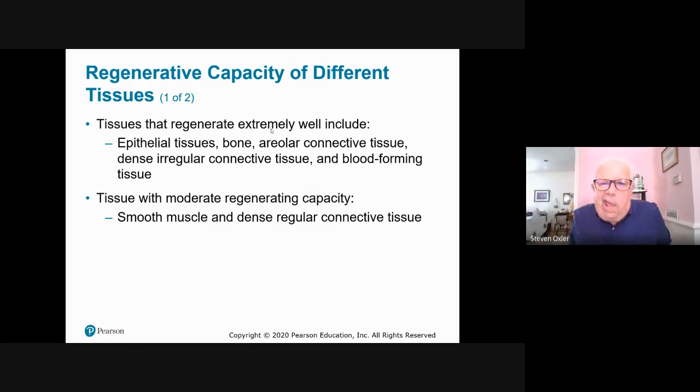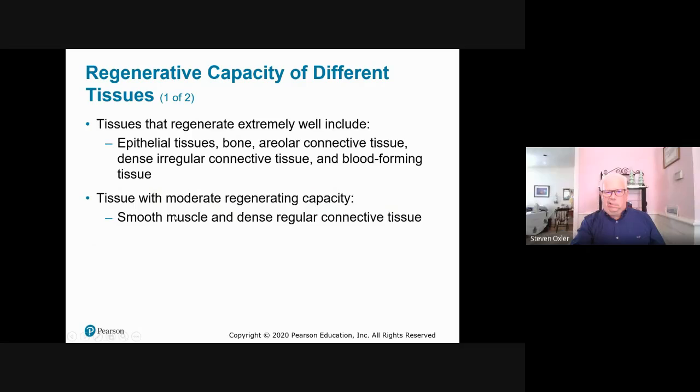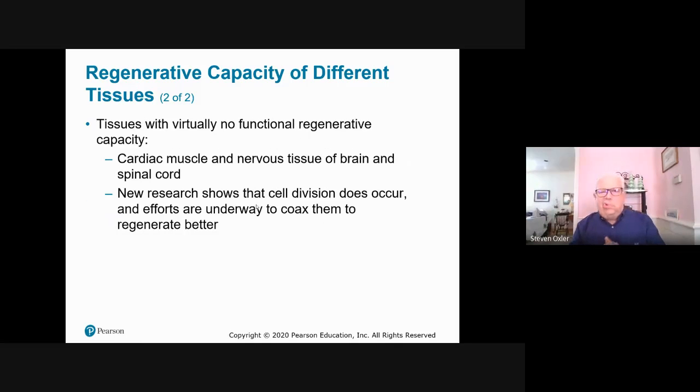Tissues that regenerate extremely well are basically all tissues, okay, except for muscle. Smooth muscle and dense regular connective tissue are moderate. But what is more important is the tissues that do not regenerate. And the basic 2 tissues that don't regenerate are cardiac muscle and nervous tissue.